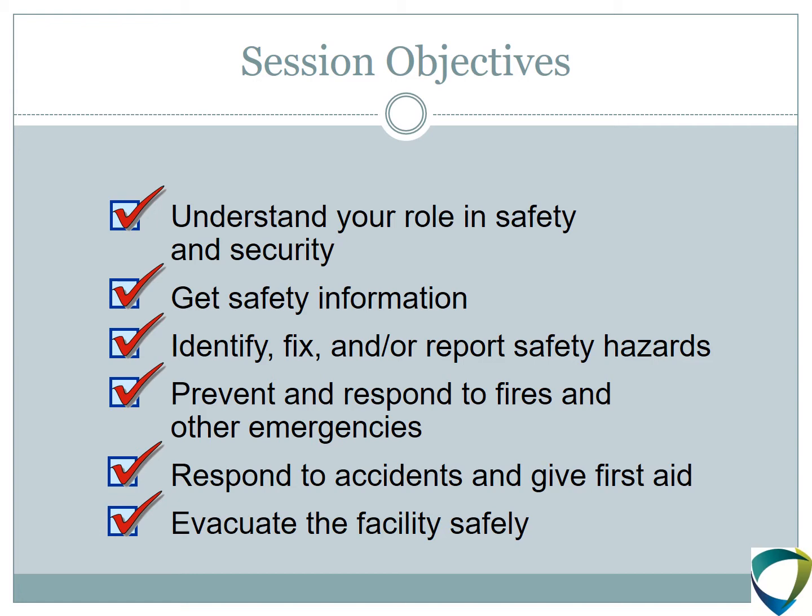By the end of this session, you will be able to understand your role in our organization's safety and health program, including security procedures. Get safety information from various sources, including workplace safety newsletters, bulletin boards, safety committee members, and labels or safety data sheets. Identify hazards, take care of them, and/or report them, including reporting procedures, forms, and contact information. Prevent and respond to fires and other emergencies. Respond promptly and properly to accidents and give first aid to yourself and coworkers. And evacuate the facility safely.